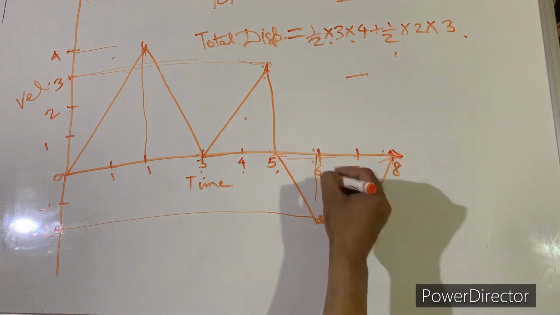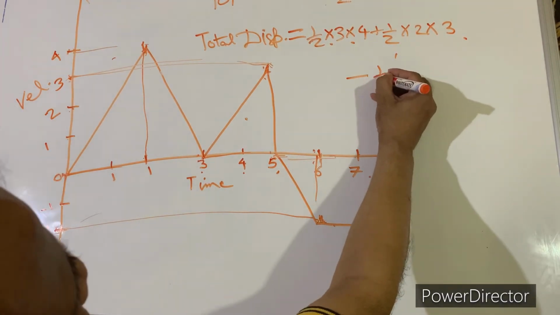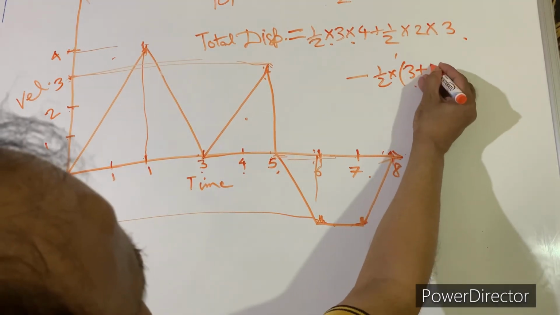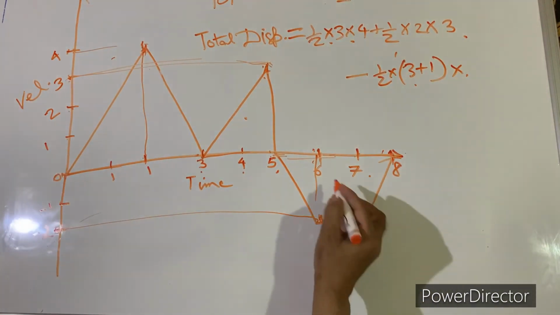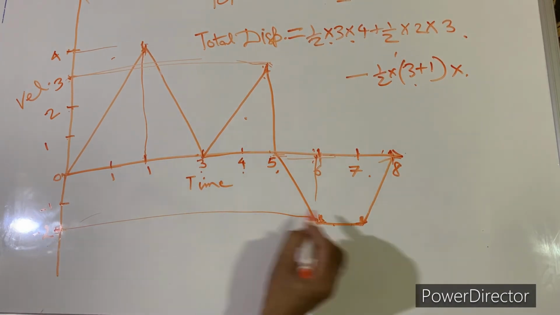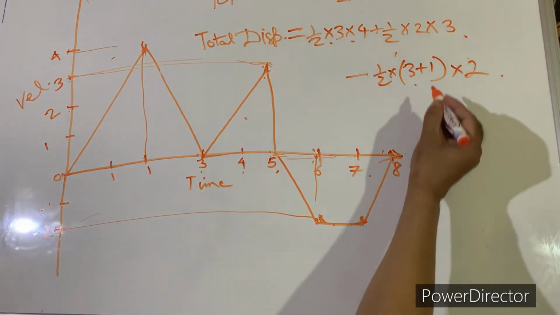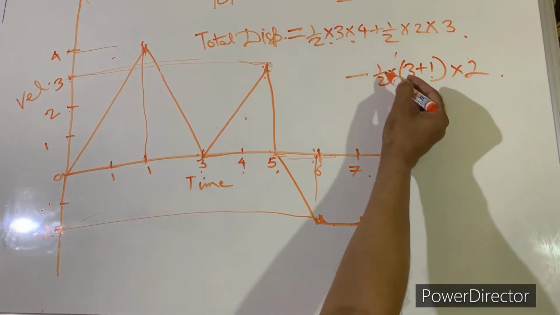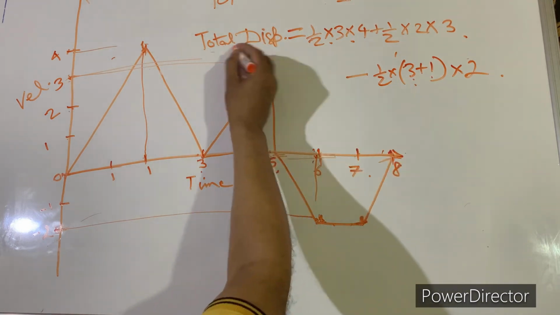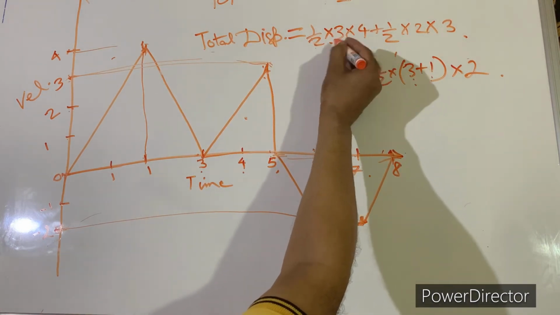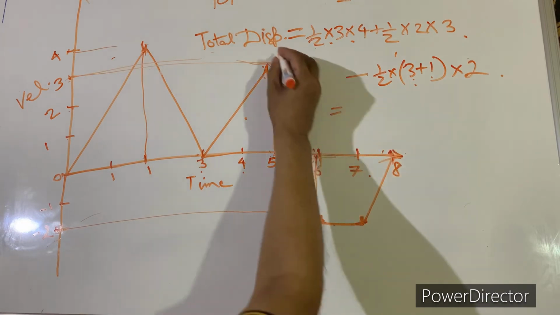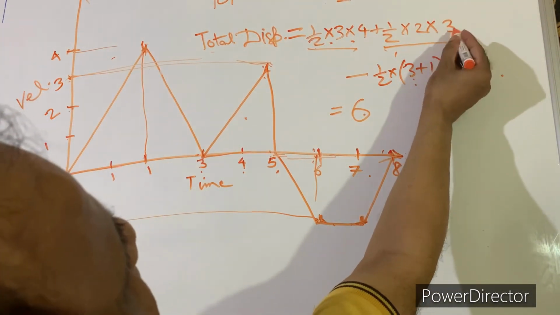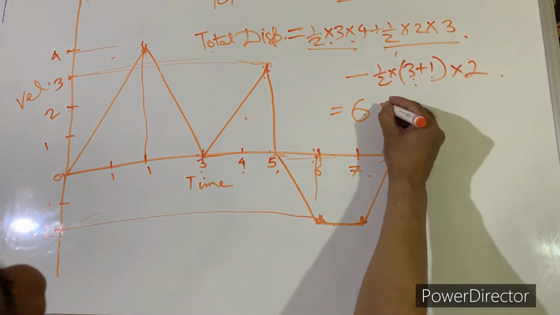Hence, what will be the area of this trapezium? Half into sum of parallel sides 3 plus 1, 4, into this height. Height is 2. So 3 plus 1 is 4, 4 into 2 is 8, and half of 8 is 4. Therefore the total displacement will be equal to 3 4s are 12, half of that is 6. So total displacement 6 plus this is equal to 3 into 2, 6. 6, half of 6 is 3.